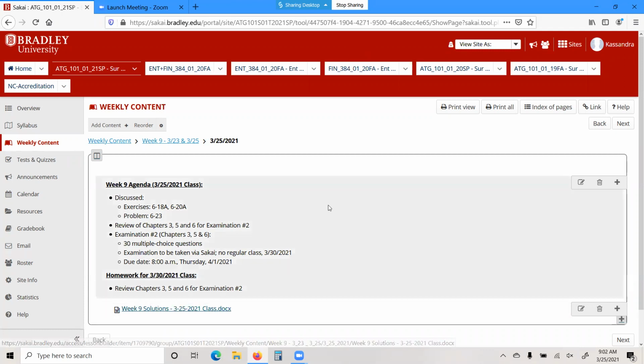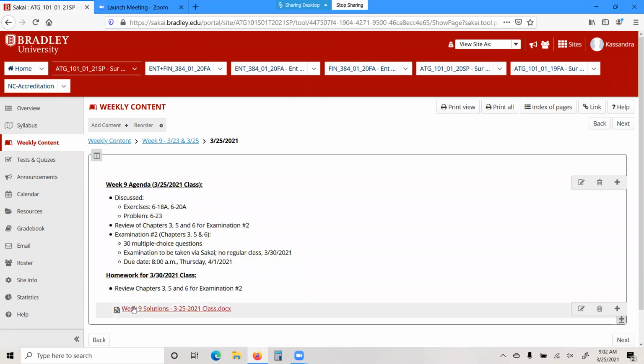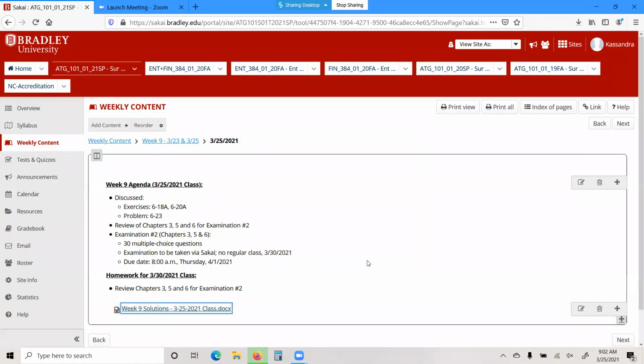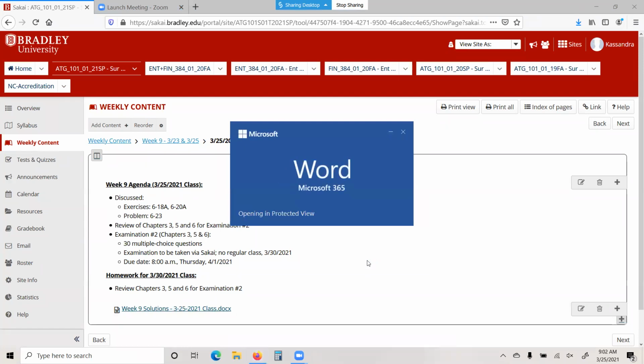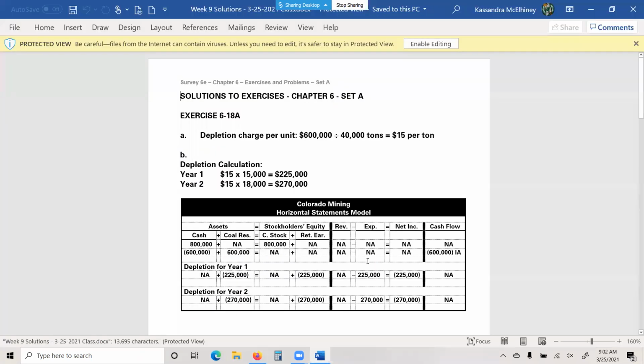So the chapter 6 problems, there is this Word file in our 32521 folder as a subfolder in the week 9 materials. And this just contains the 3 problems that we'll be going over today.